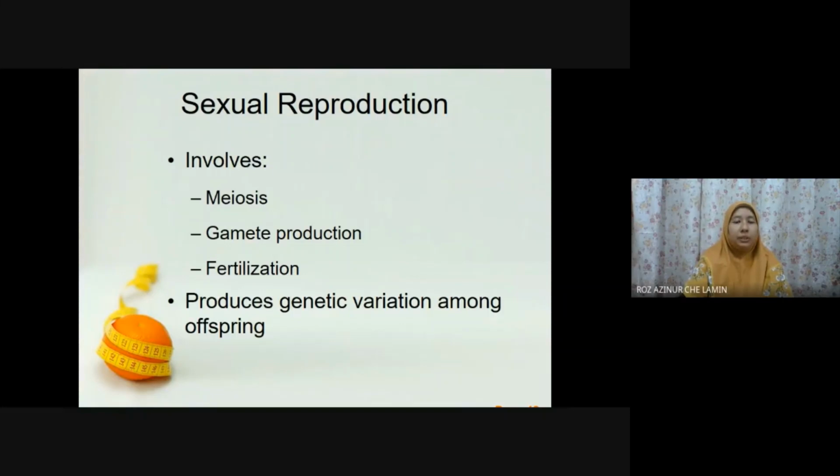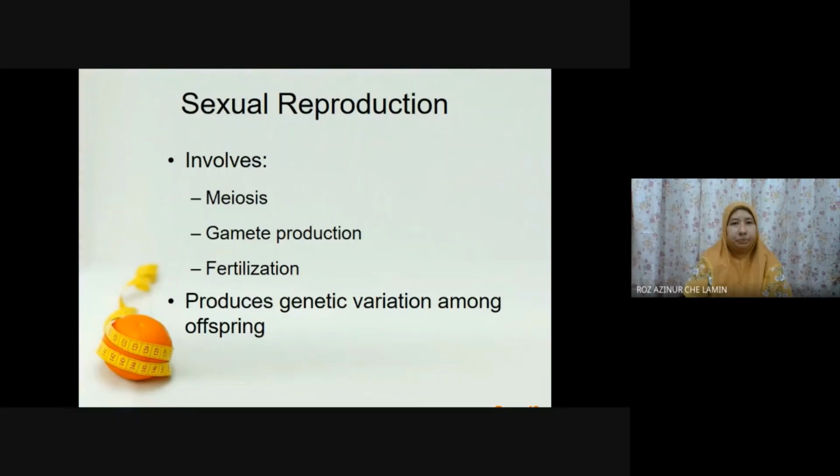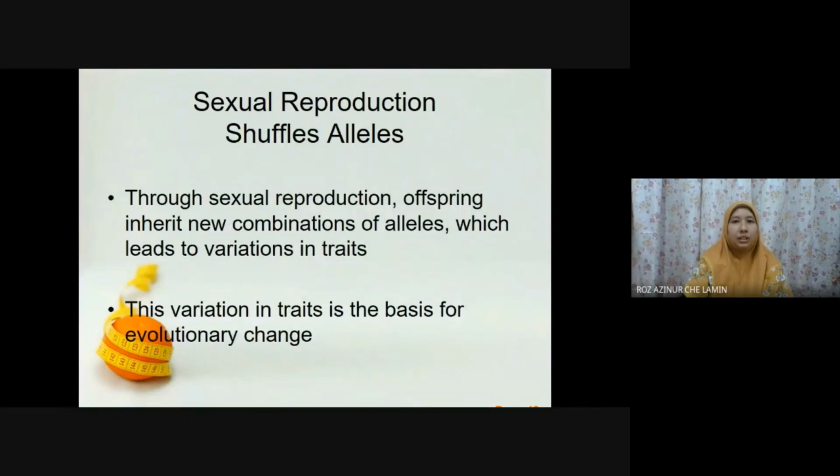Sexual reproduction produces genetic variation among the offspring. Sexual reproduction also shuffles the alleles. Through sexual reproduction, offspring inherit a new combination of alleles, which leads to variation in traits. This variation in traits is the basis for evolutionary change.